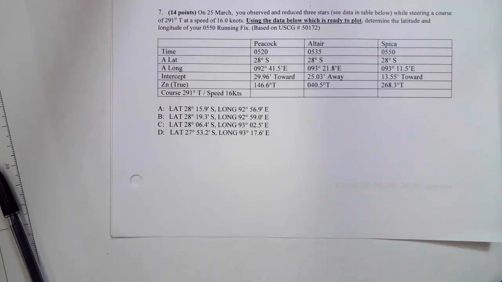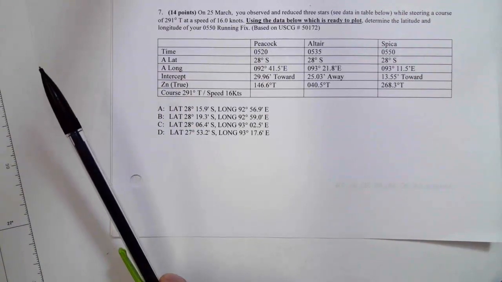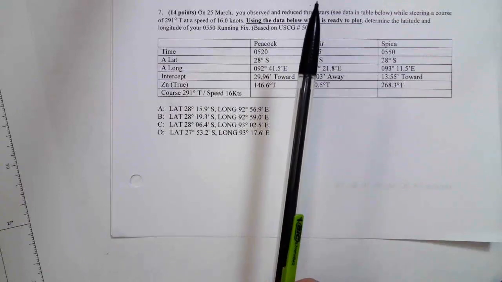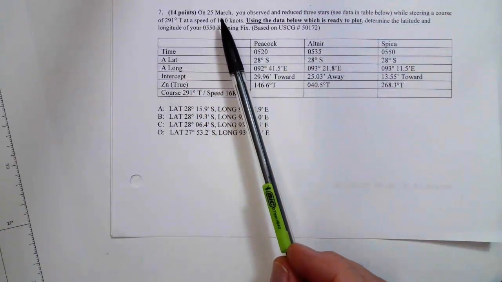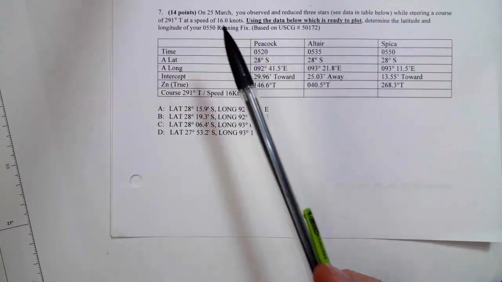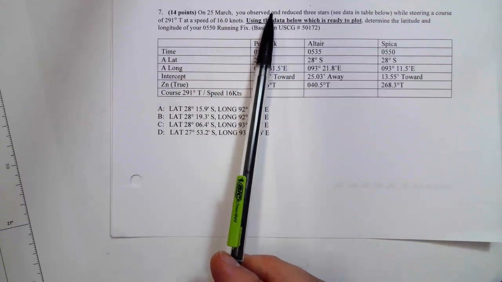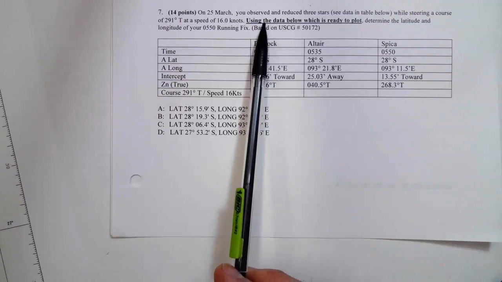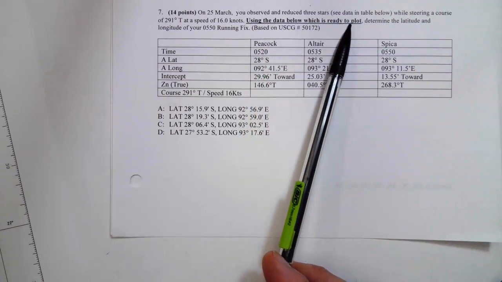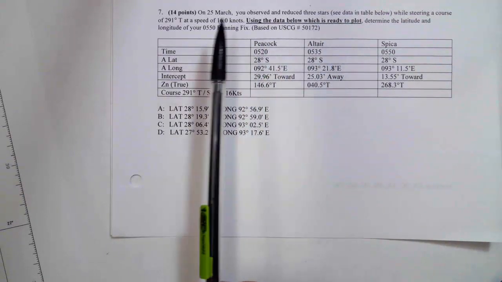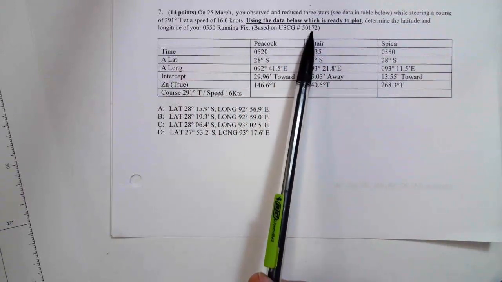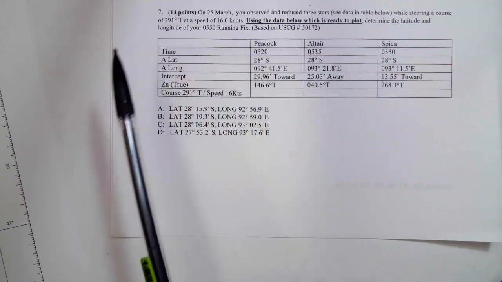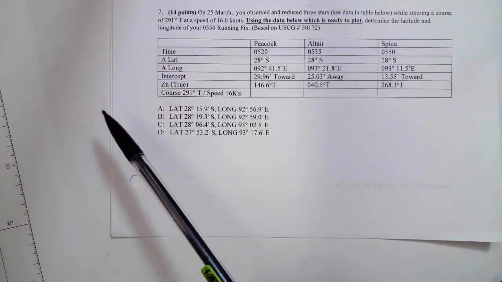All right, so now we're going to do this problem, which is number 7 on the test 2 practice test. It's 25 March, of course, these are all 1981. You observe and reduce 3 stars, and here's the data. This data is ready to be plotted. Really, for the Coast Guard exam, you're going to have to reduce the 3 lines and then plot them. But right now, we're focusing on the skill of a 3-star fix plot.